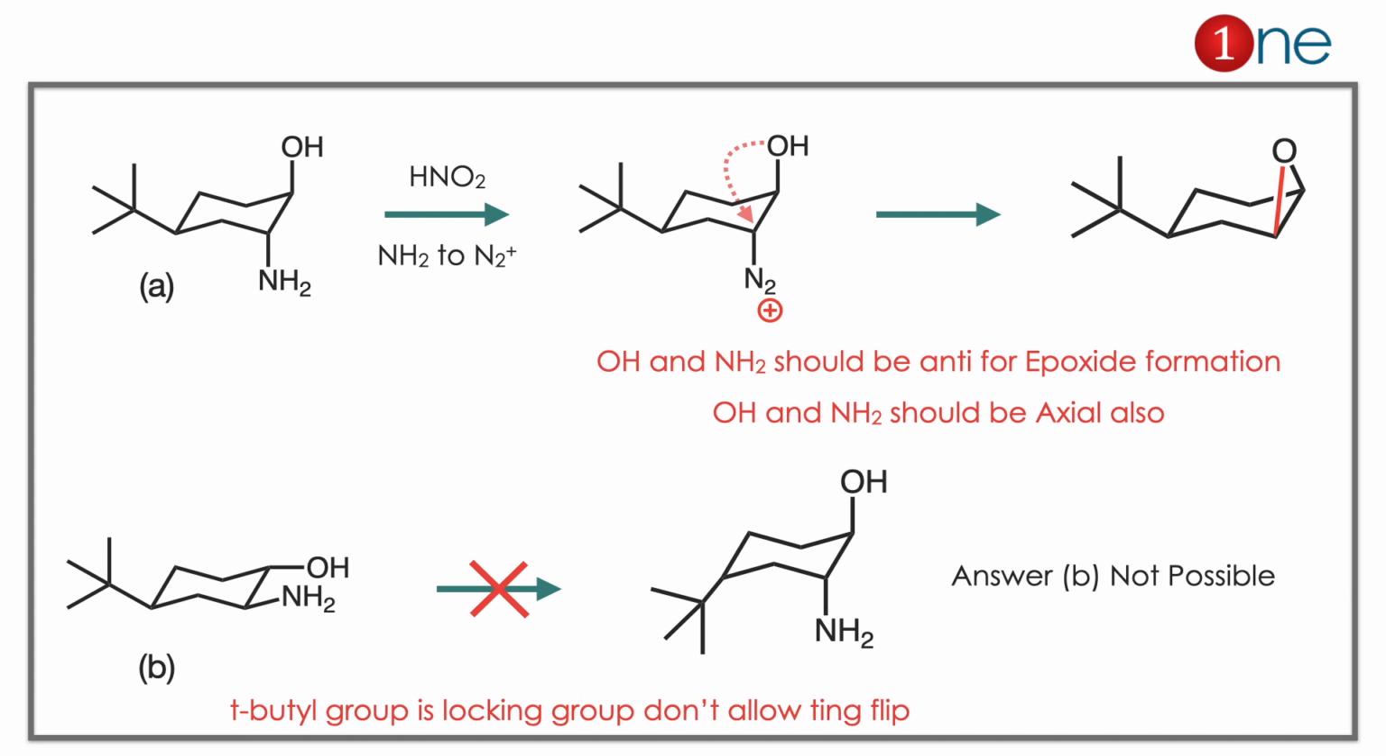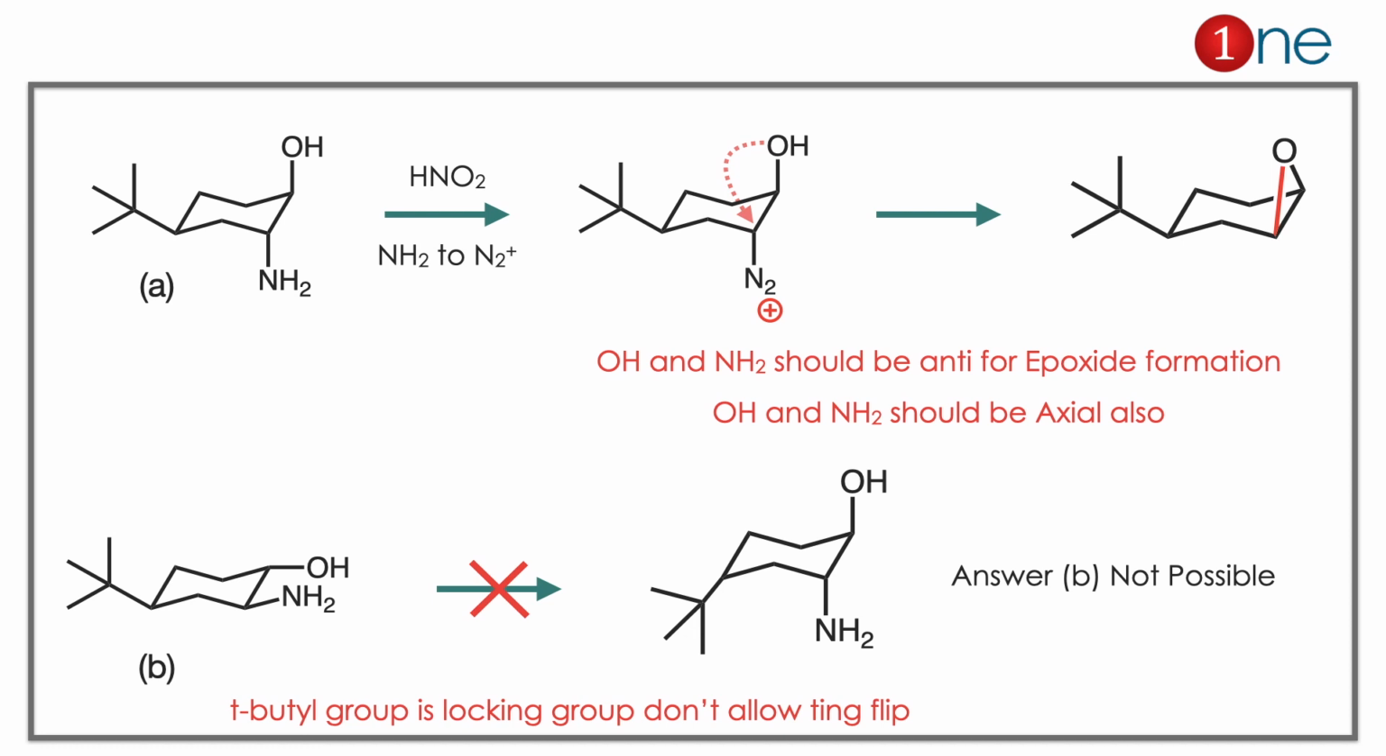One might think the answer can be B, but you have a tertiary butyl group. The tertiary butyl group is a locking group, it doesn't allow the ring flip, so that trans won't help here. So for the elimination, the OH and NH2 should be axial as well as anti to each other.